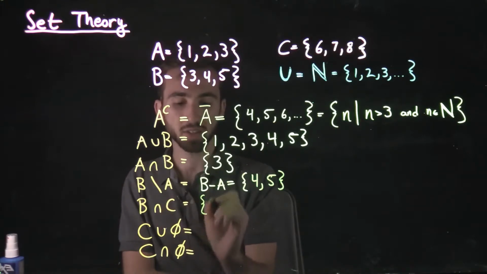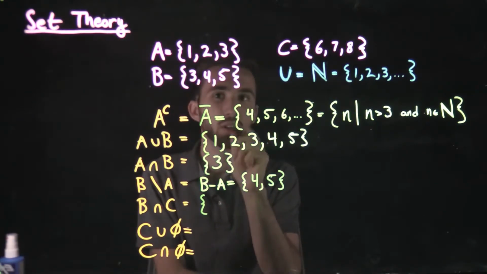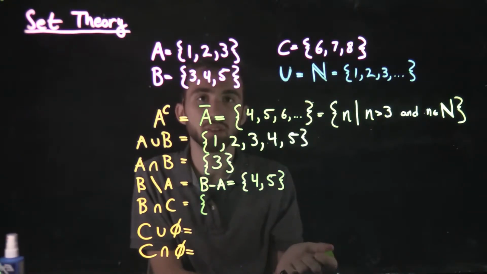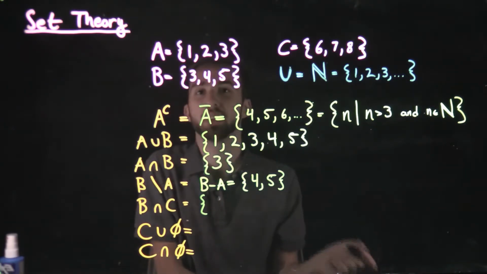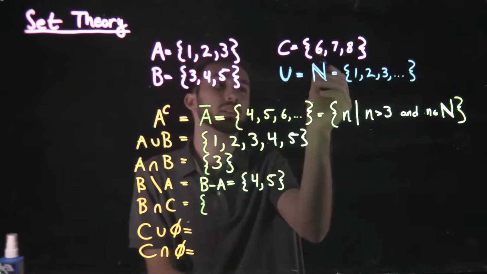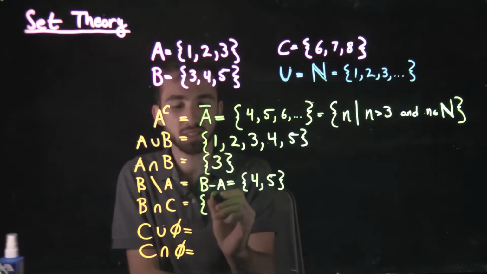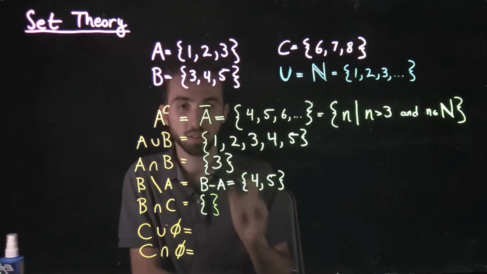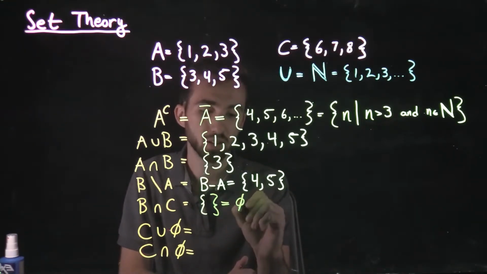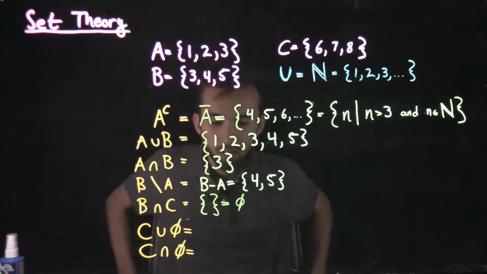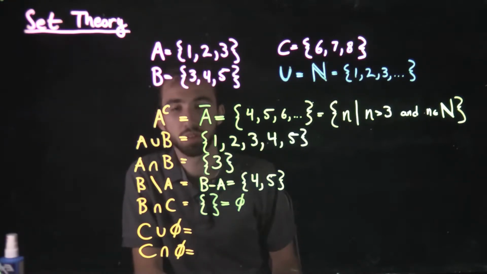Now, moving on to actually using our set C, we look at the intersection of B and C. So looking at B and C, what numbers do these sets share in common? Well, these sets have nothing in common. This has 3, 4, 5. This has 6, 7, 8. They don't overlap in any regard. So the intersection of B and C is nothing. It's actually just empty. So it's the empty set. Remember, phi is the empty set. And we're allowed to have that. We're allowed to have a set operation just return nothing at all.